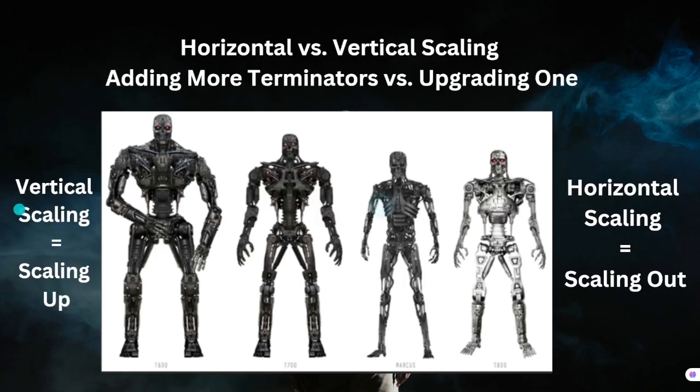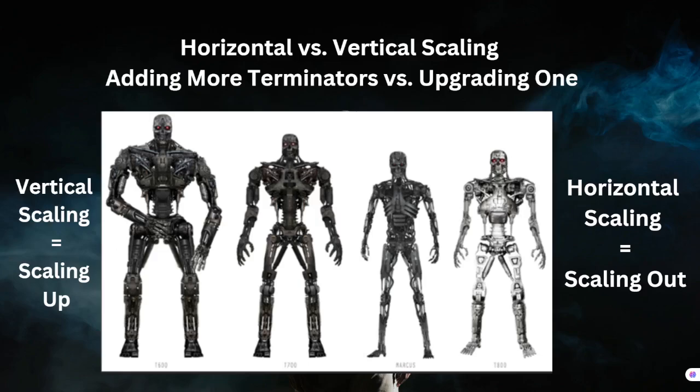Next concept is horizontal and vertical scaling. Vertical scaling basically means scaling up, that is, making a single Terminator stronger. Example, upgrading the T-800 to the T-1000, which has liquid metal, making it more powerful but a single unit.